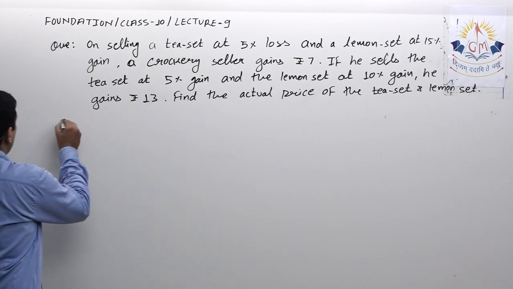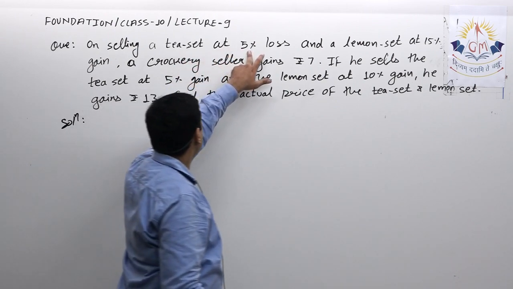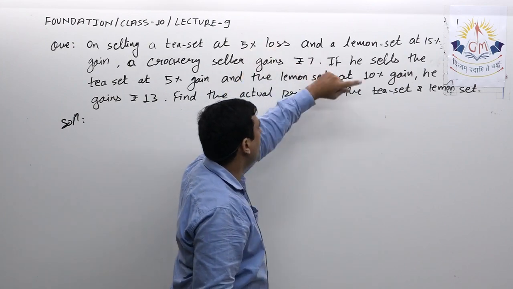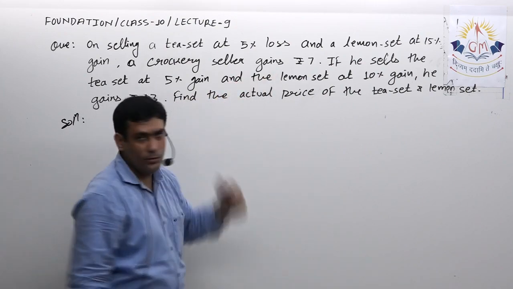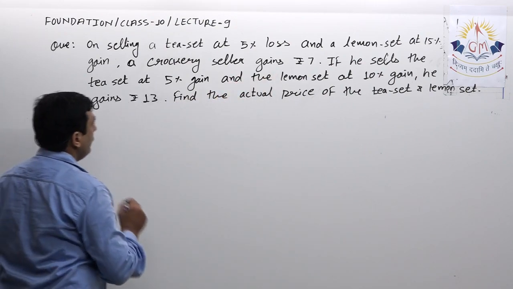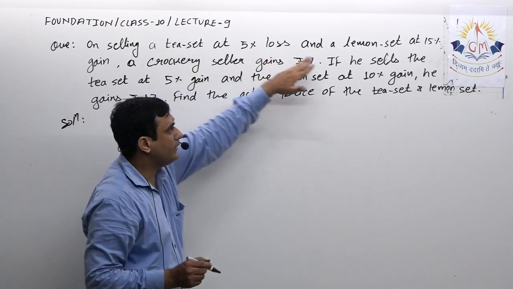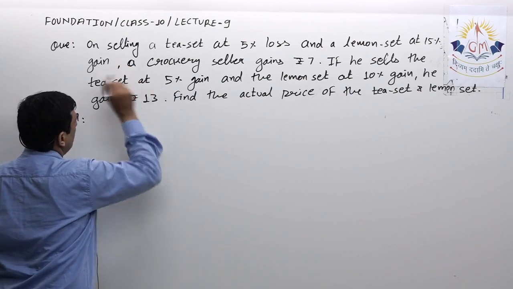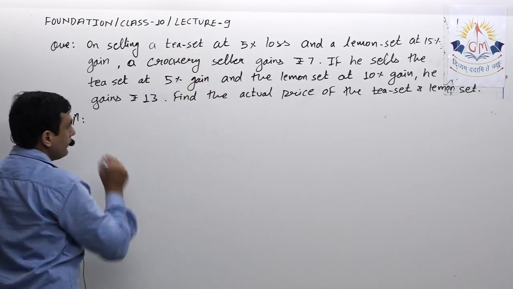Okay, let us see its solution. It is given, when a tea set is sold at 5% loss and lemon set at 15% gain, the seller gains rupees 7. So first we have to assume the price, then we can find the loss and the profit, and then we'll relate them with his total gain.